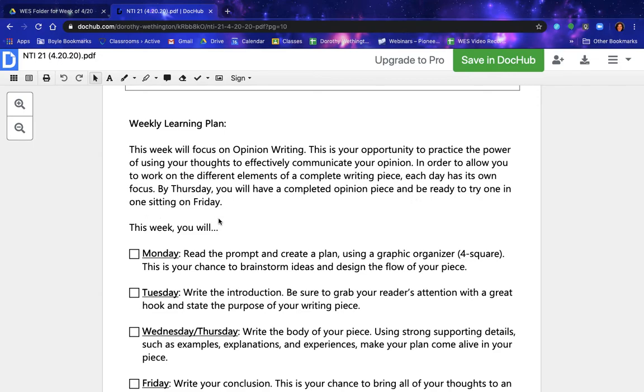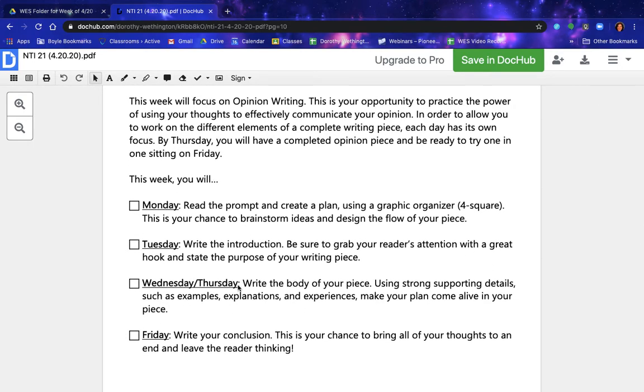This week you will: Monday, read the prompt and create a plan using a graphic organizer, Foursquare. This is your chance to brainstorm ideas and design the flow of your piece. Tuesday, write the introduction. Be sure to grab your reader's attention with a great hook and state the purpose of your writing piece.